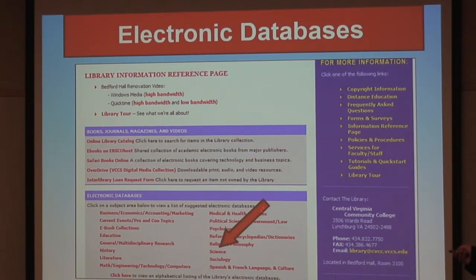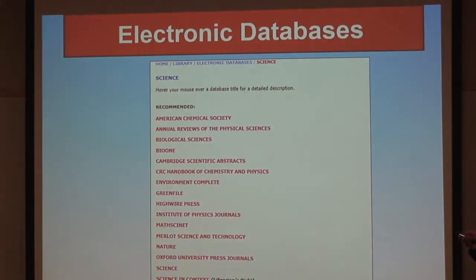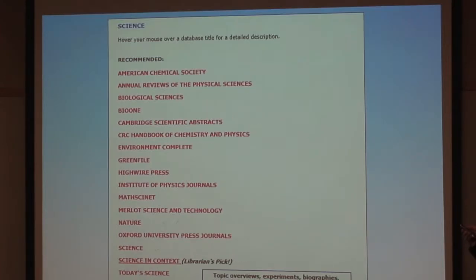Now we're going to do a topic search on a science topic. So we're going to see what databases are listed on our science page. Let's click on that. And here we can see quite a few recommended databases that cover the fields of science. If you hover your mouse over a database title, like I'm doing here, you'll notice that a little blurb pops up that describes that particular database.